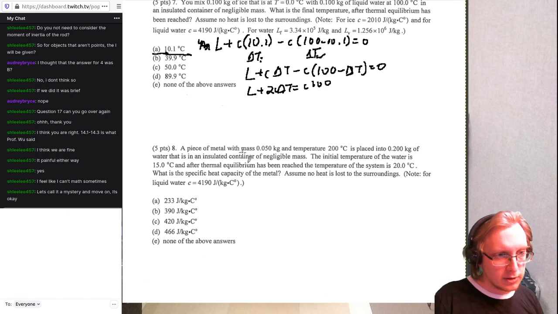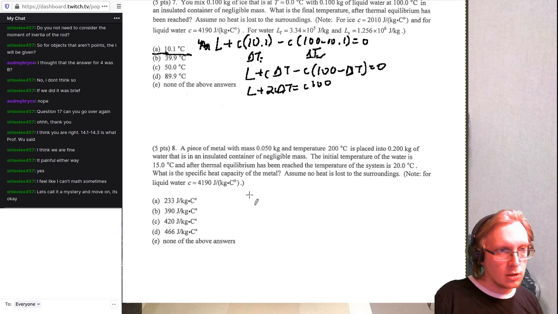A piece of metal with mass of 0.05 kilograms, temperature 200 Celsius, is placed into 0.2 kilos of water that is insulated, containing individual mass. The initial temperature of the water is 15 Celsius, and after thermal equilibrium is reached, the temperature is 20 Celsius. What is the specific heat of the metal in question? Assume no heat is lost to the surroundings.